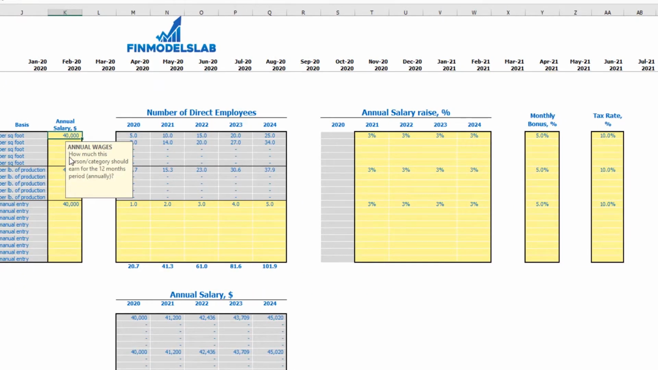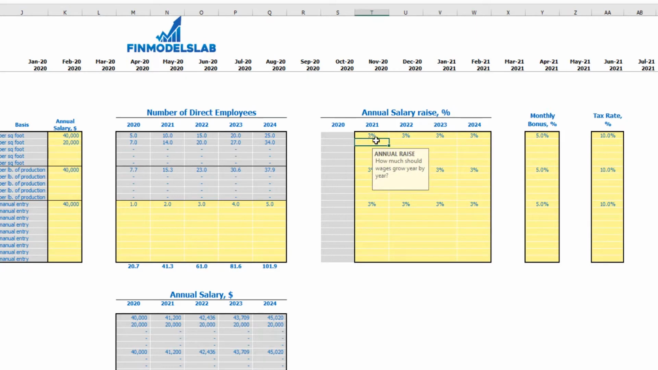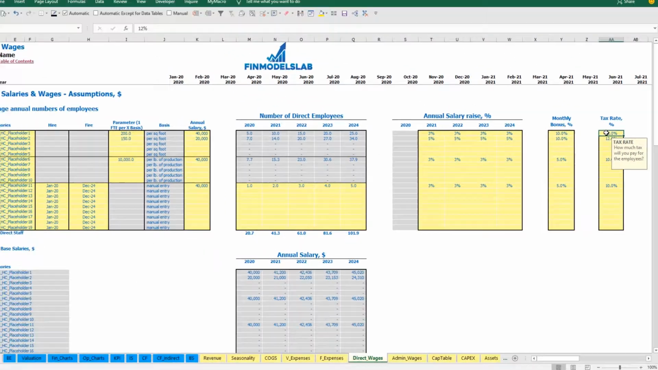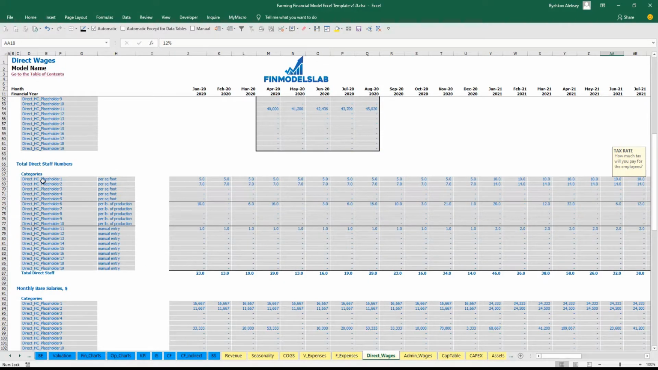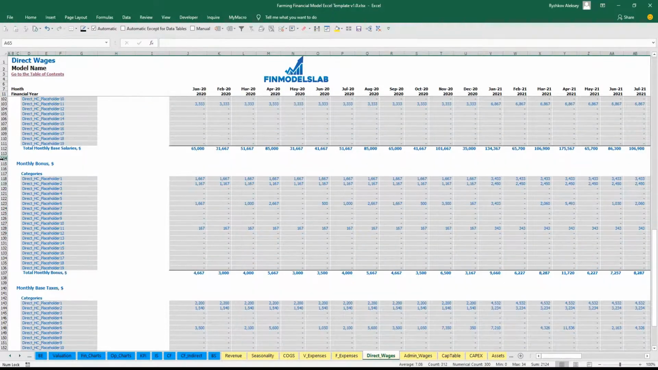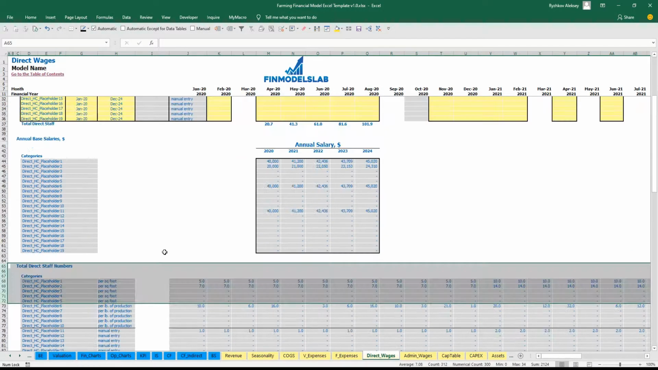Also, you can set up the annual salary per 1 FTE, which can be, for example, $20,000. You can input annual salary rise, 5% for example, per year. Below you may see the calculation of annual salary depending on base salary and depending on annual salary rise. You have also monthly bonus, which can be 10% for example, and the tax rate, which is payroll tax, for example 20% or 12% in this case. Below you may see the calculation of staff numbers, or headcount numbers, salaries, monthly bonus and monthly base taxes.